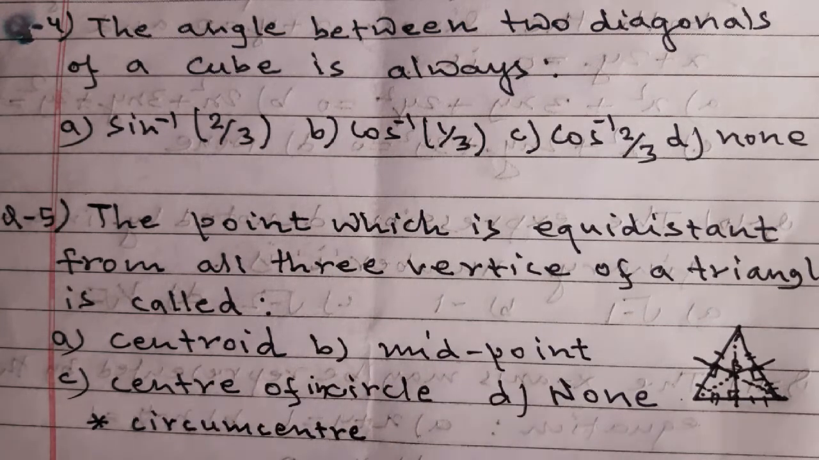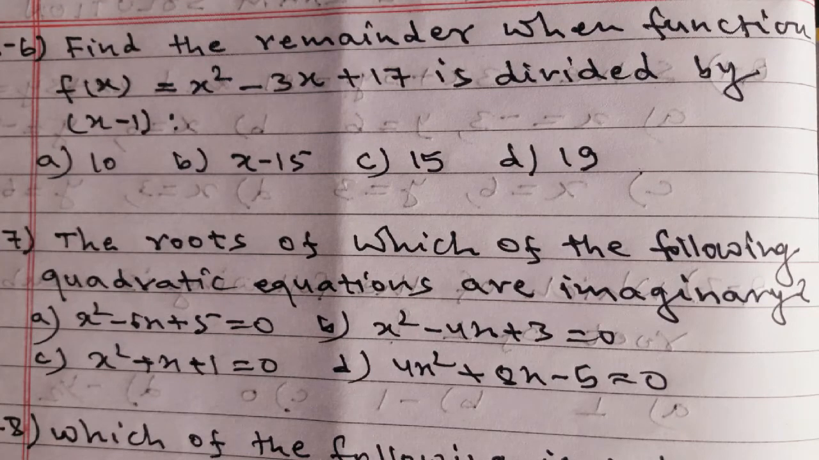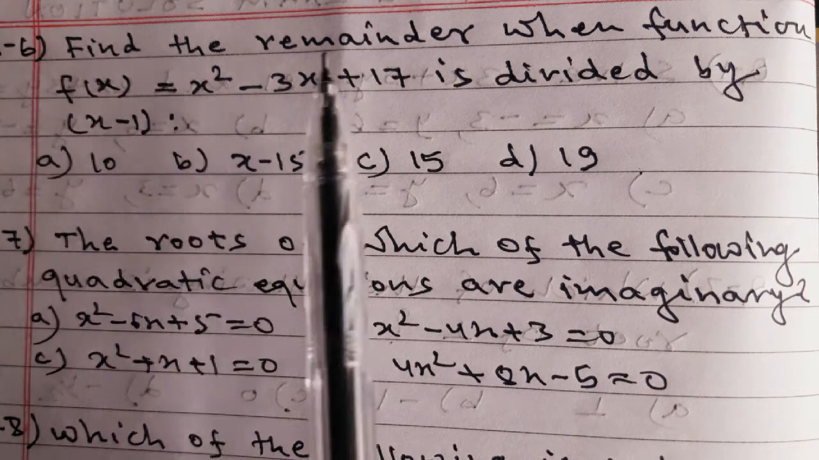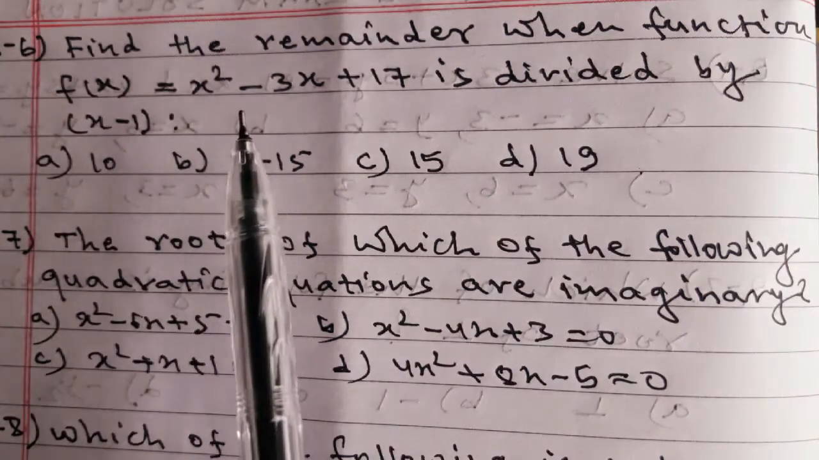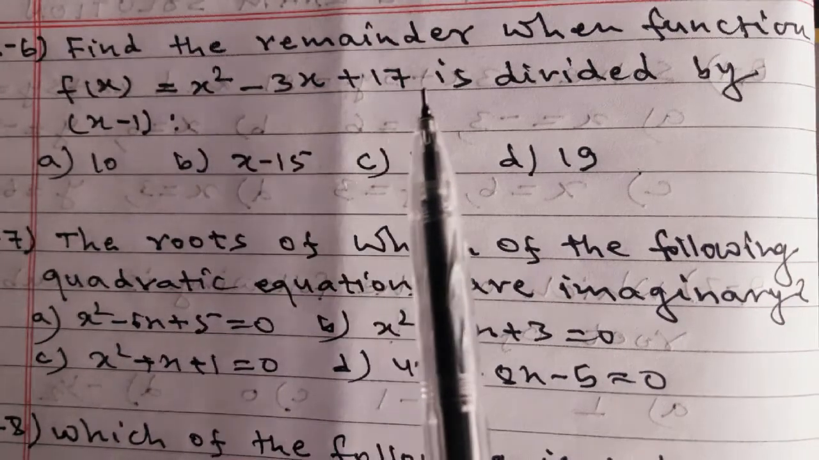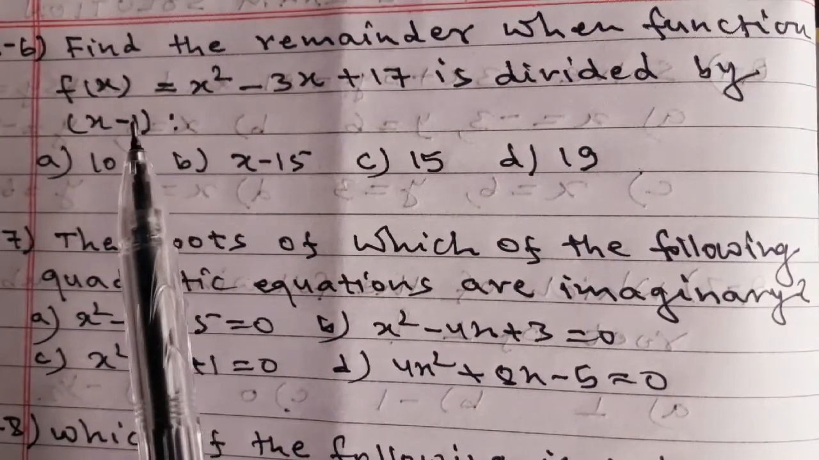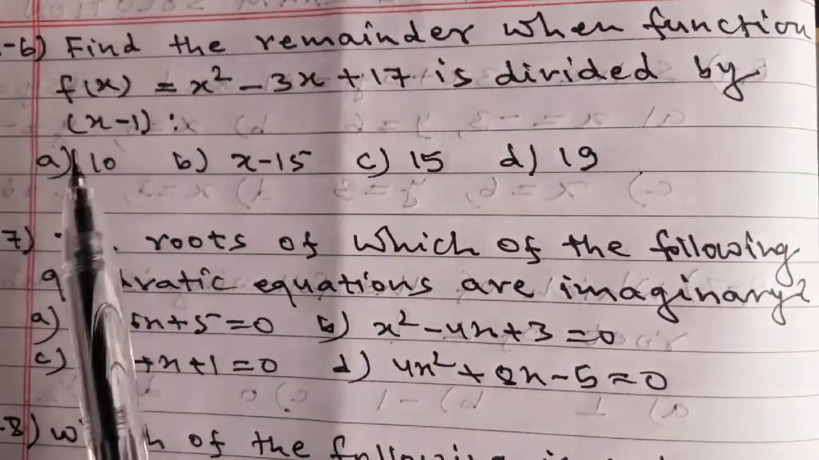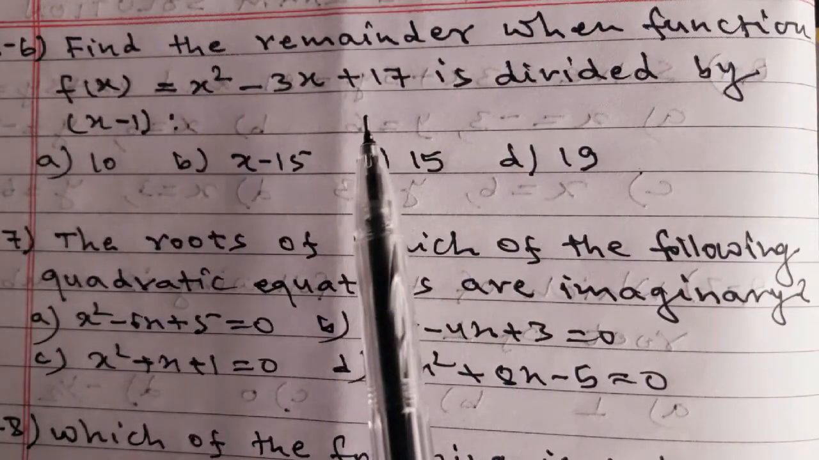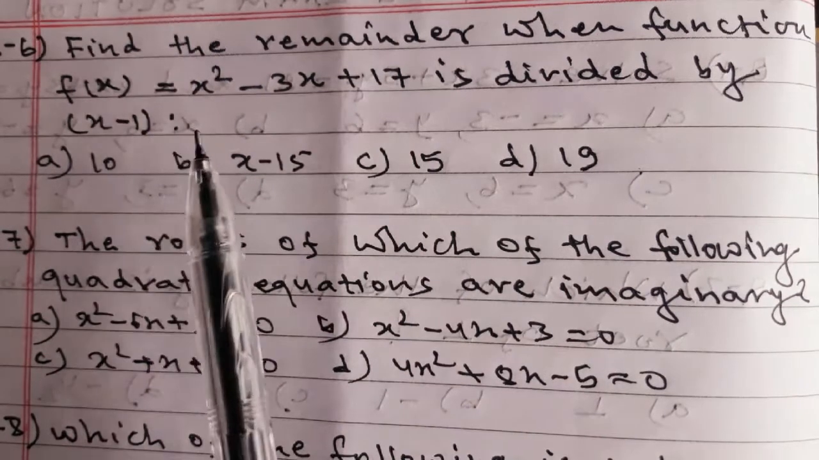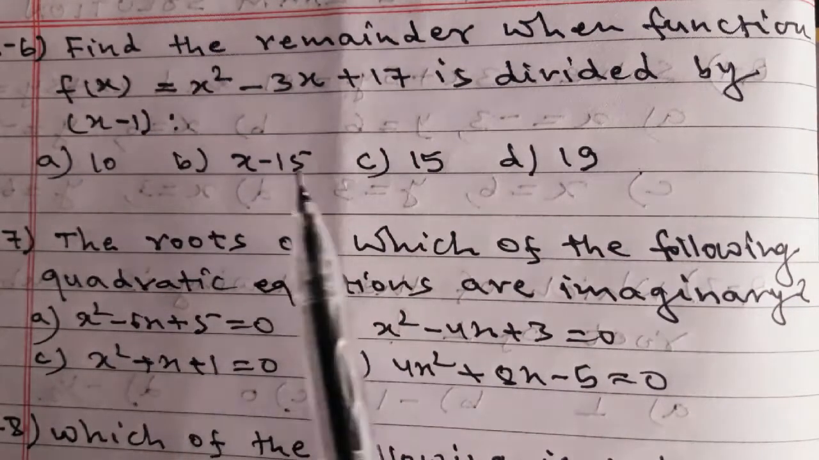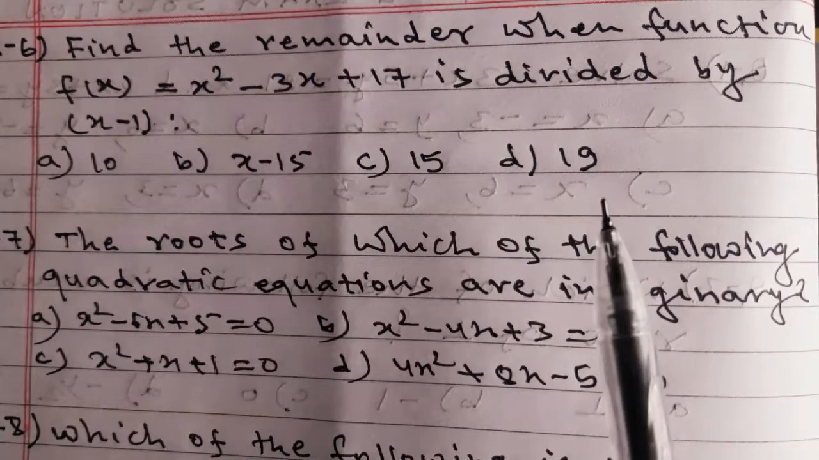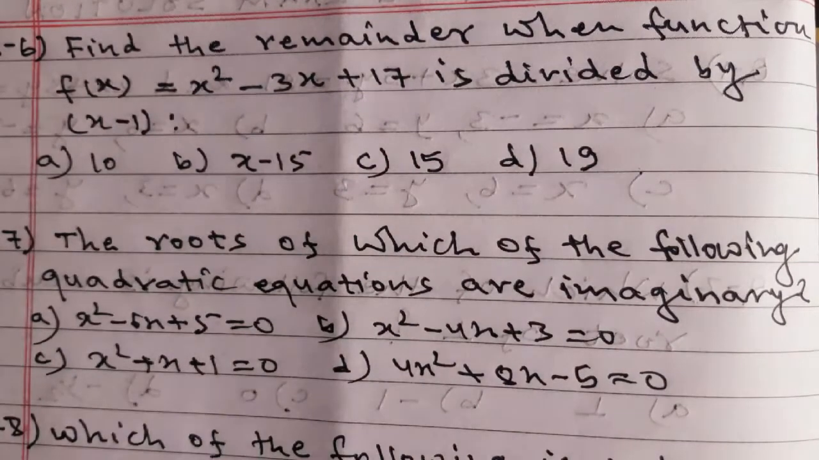Next, let's go to question number 6. Entrance exam solution, set 3, question number 6. Find the remainder when the function f(x) equals x square minus 3x plus 17 is divided by x minus 1. We are given four options, A, B, C, D, and we have to choose the right option. So let's go to the solution of question number 6.